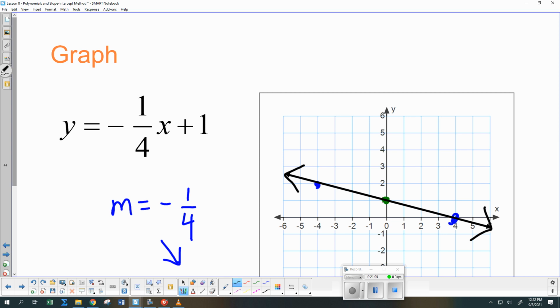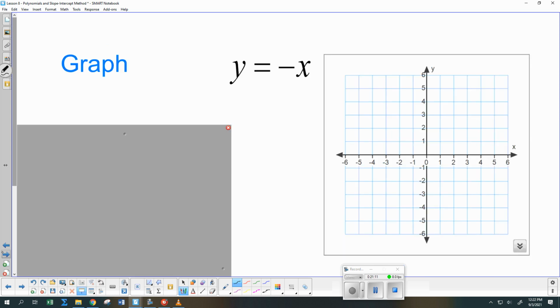Okay, let's make it a little bit harder. Well, maybe not, but I'm going to talk about a couple of special lines. y equals minus x.